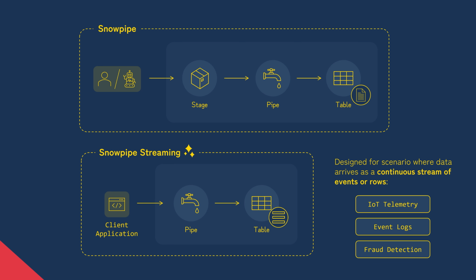All that said, Snowpipe Streaming is designed to complement Snowpipe, not replace it. If your existing upstream pipeline already generates files in cloud storage, Snowpipe is still the right tool. Snowpipe Streaming is the answer when your data source provides rows, not files.